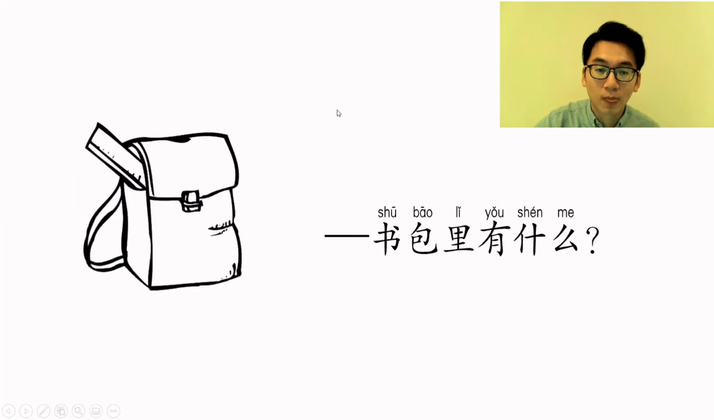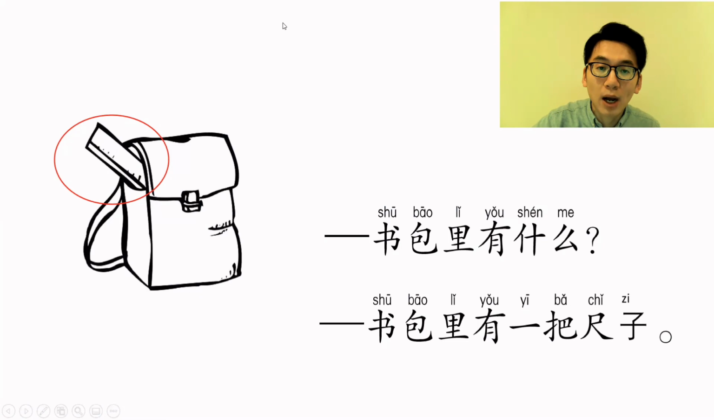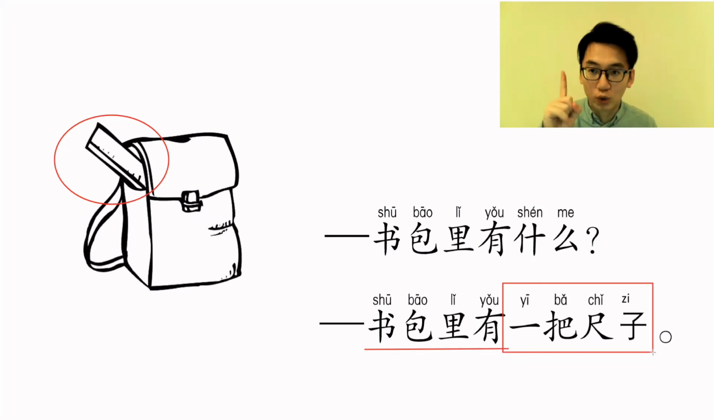All right, next one. 书包里有什么? 书包里 in the backpack, 有什么? What do we have in the backpack? 这是什么？这是尺子。And how many 尺子 do we have? We have only one 尺子。The measure word for 尺子 is 把。So we can answer this question with 书包里有一把尺子。In the backpack there is 一把尺子, a ruler. And 把 is the measure word for 尺子。So the answer is in the backpack there is a ruler.